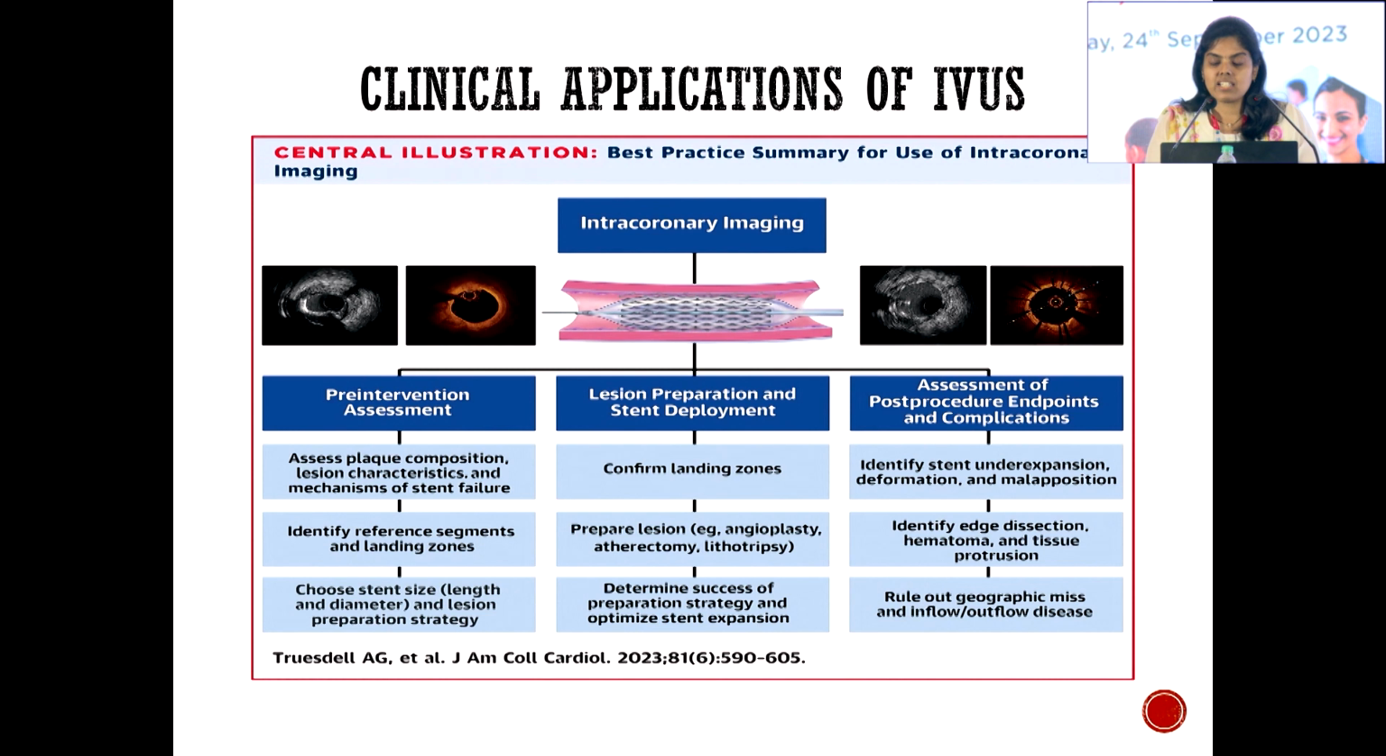So what exactly are you using IVUS for? Any intravascular imaging for that matter. You are using it for a pre-intervention assessment, to prepare the lesion, and a post-procedure analysis. So you see where you're going to place your stent, what is the length of your stent, what's the diameter of your stent, and then you place the stent either by modifying the lesion, either by lithotripsy or atherectomy, and post-stent, you see whether it's expanded, or there is a malapposition, or there's a tissue prolapse.